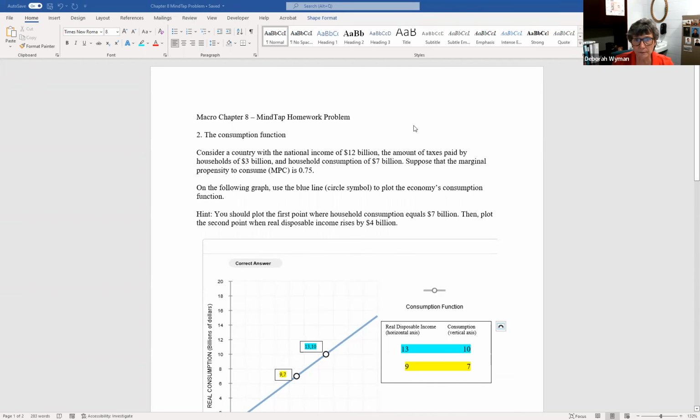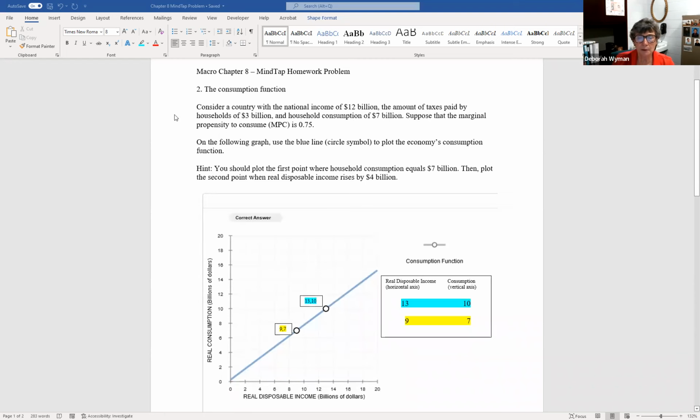We're going to be on chapter 8, and we're going to be talking about the consumption function. What I've done for you today is taken a problem from your homework and worked it out. I'm going to go over it with you here, but then I'm going to post it in Moodle so you can use it when you're doing your homework. So let's get started with that. I'm going to share my screen. And this is going to be problem 2, the consumption function. So this is your homework problem.